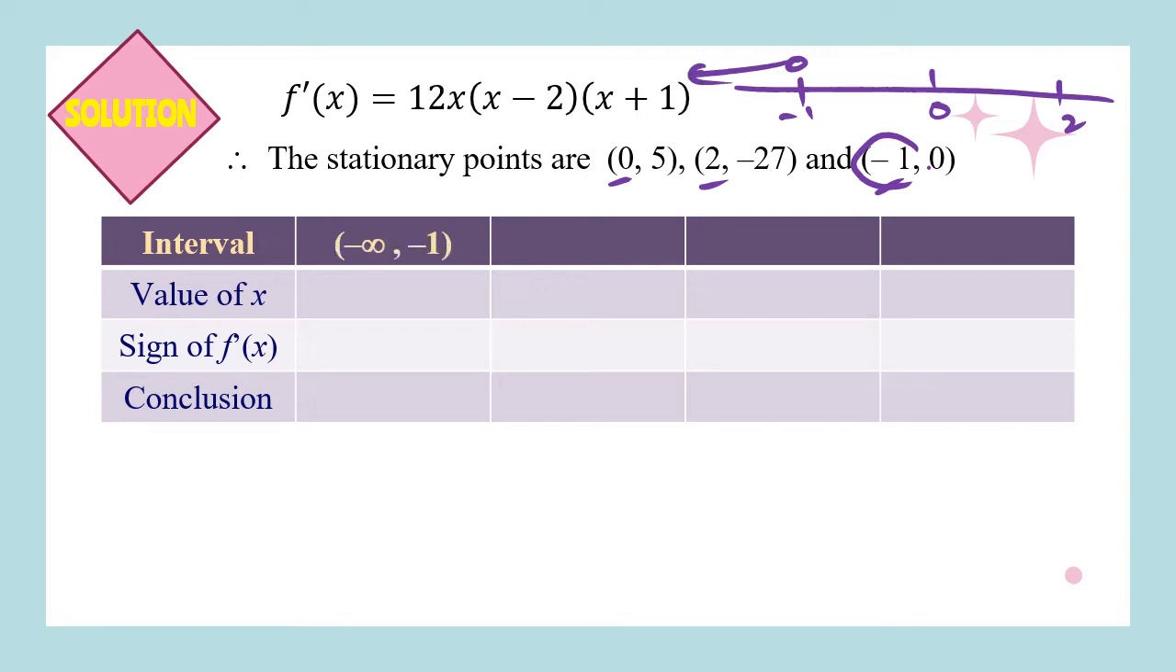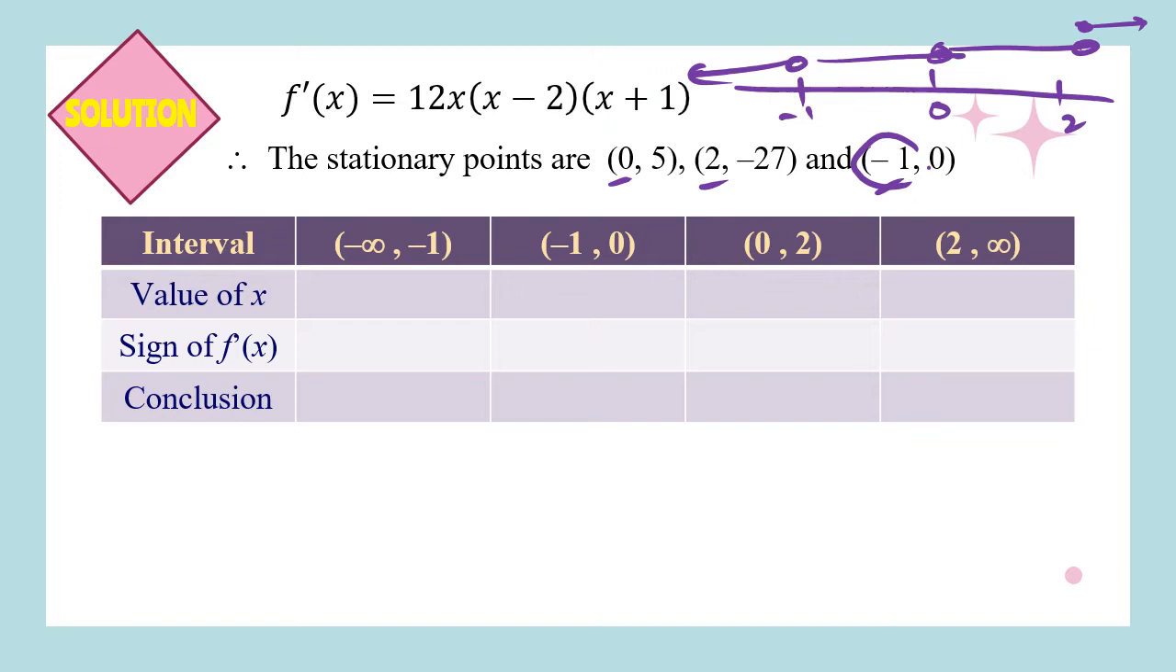The second interval will be from negative 1 to 0. And the next one is from 0 to 2. And the last one should be more than 2. Okay, now we can take any value in this interval to check the value of f prime x.